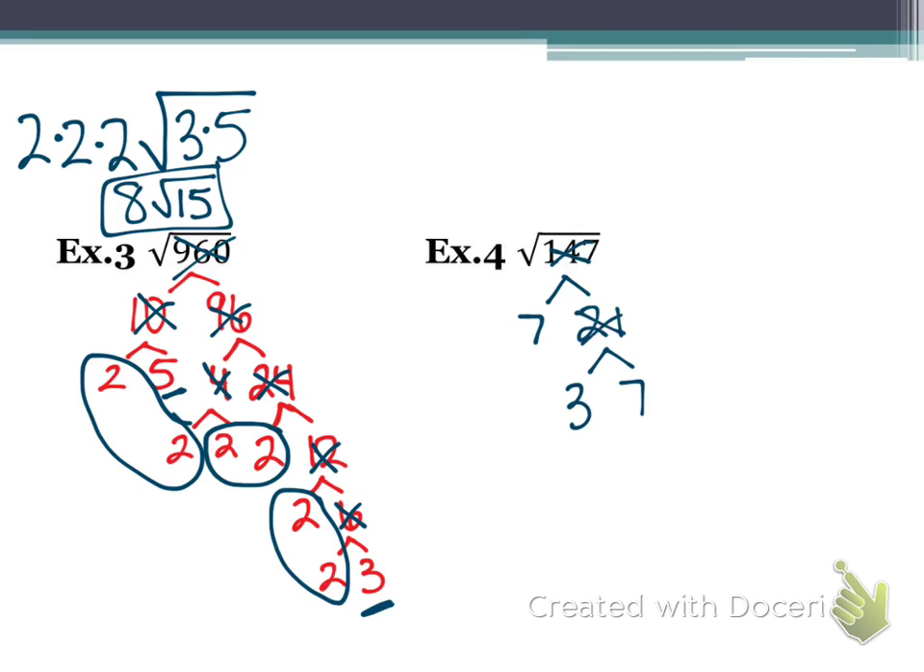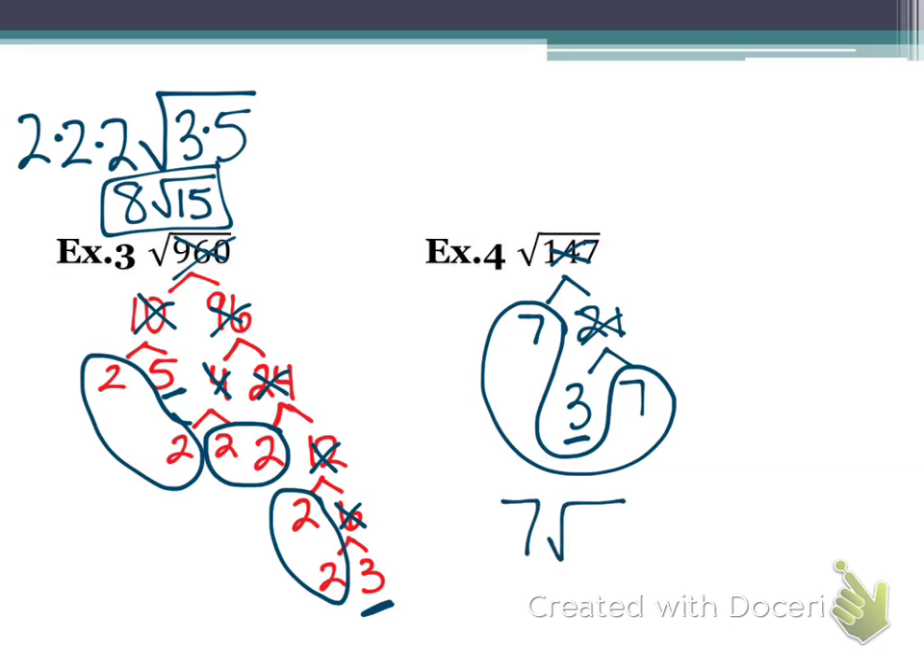What are we looking for? Pair of 7s. Now these are not convenient to circle together because they're split up, but that's okay. We can still just create like a little loop-de-loop to circle that pair. What's left over? That 3. So what's my answer going to look like? 7 times the square root of 3. So now on this one, there's nothing to multiply together. One number came out, one number stayed inside, and then we're done. Short and simple.